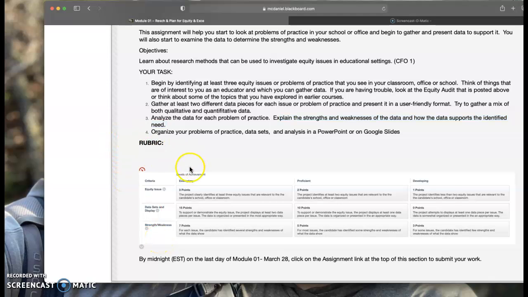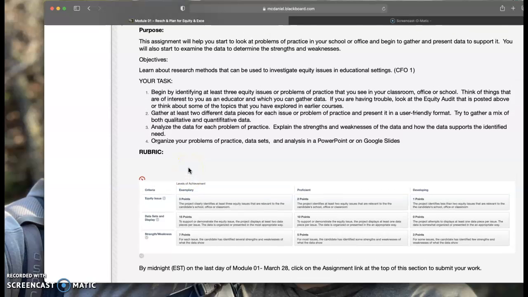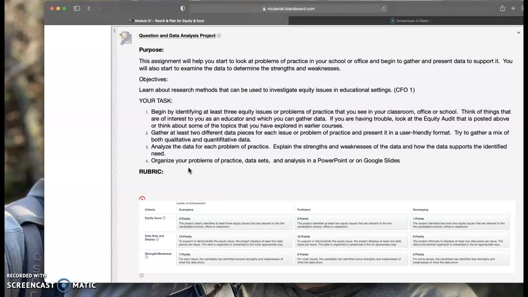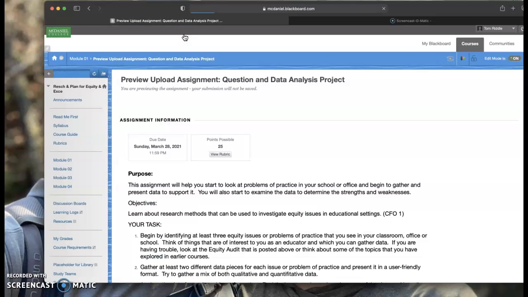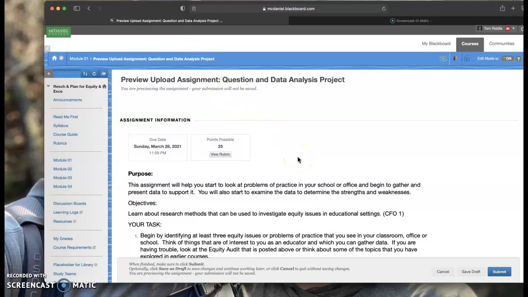The main point of this project is just for us to think about some issues that we can take further, but also make sure that we can quickly analyze and present data. So remember that this project is due at the end of this first module. We click the link at the top to turn it in.